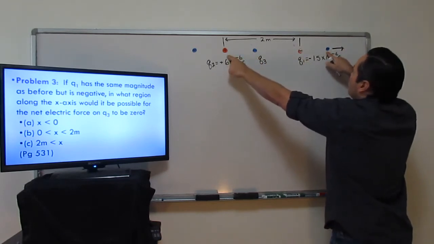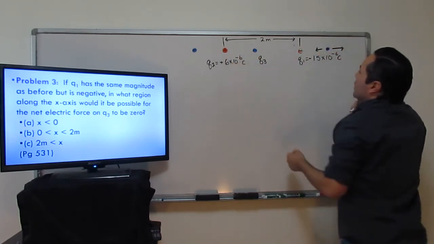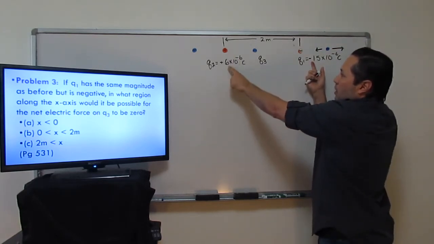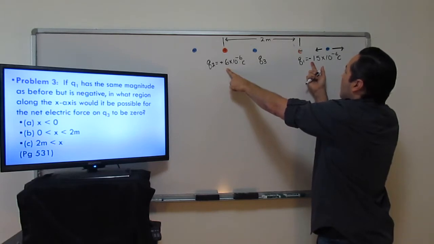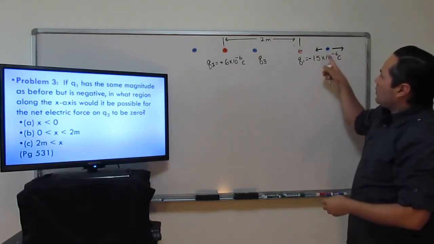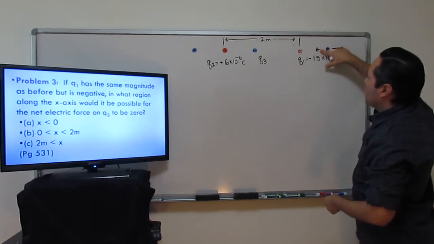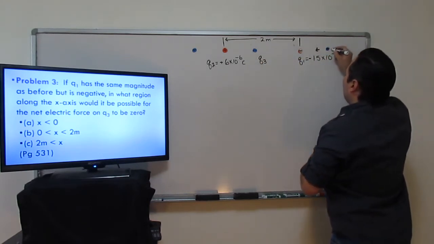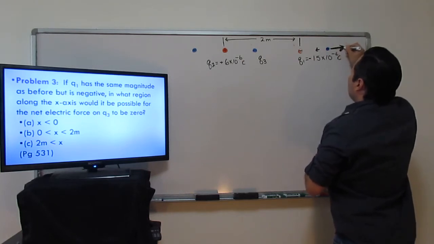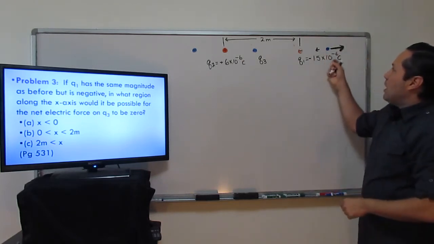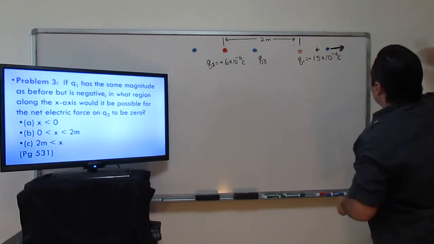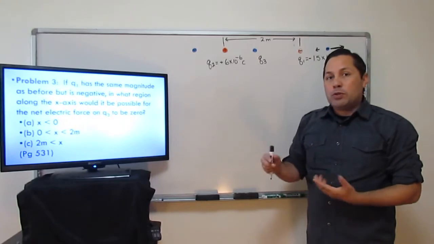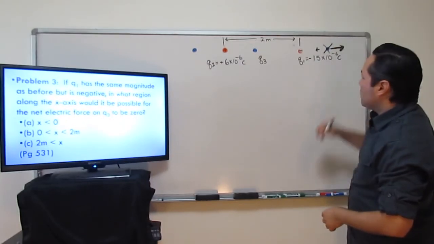And these two will attract. But notice the magnitude of Q1 is so much bigger than Q2. And on top of that, the distance is much closer. So that's going to give us a very small force going to the left and a very large force going to the right. So this will probably end up with the charge going to the right, and it would never achieve some type of equilibrium between the forces. So that's not the answer.